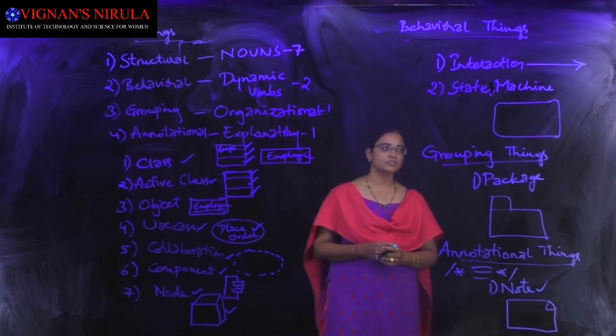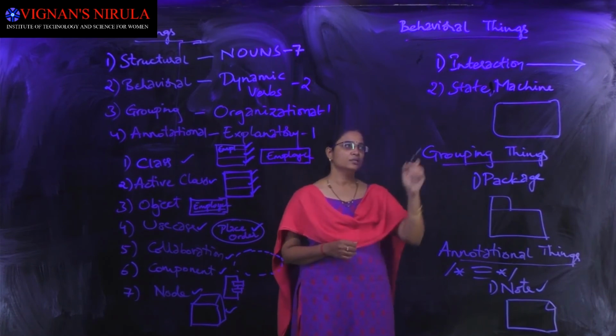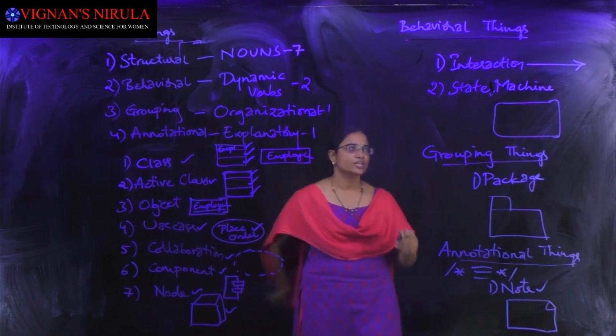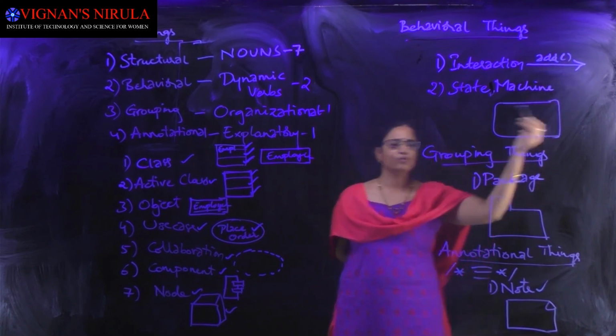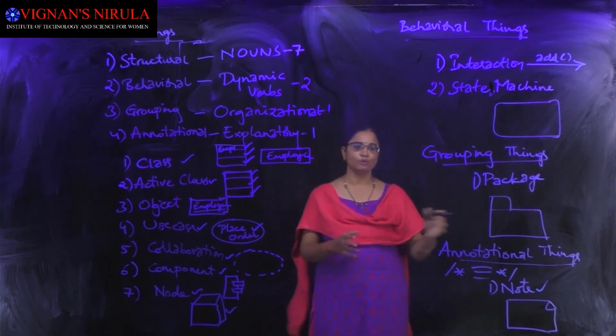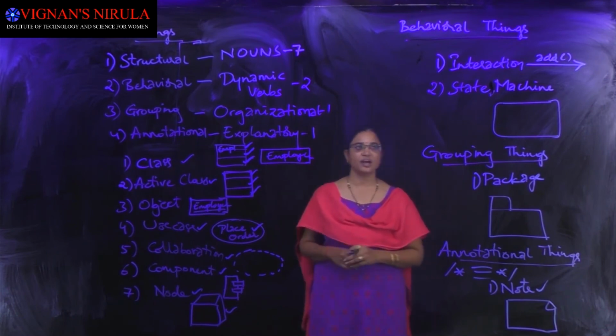Graphically, it can be represented as a solid line with an arrowhead. On this you can represent your message, something like add. Or you can write whatever message you want to represent between 2 objects. That can be represented by using this interaction diagram.